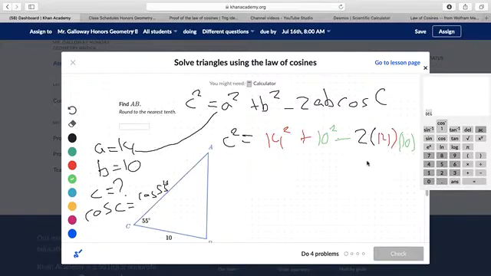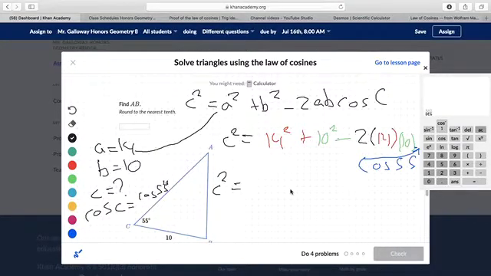and then times, and I'm out of room here, so I apologize for that. I'll make this one blue, times cosine 55. So that should be here, but I just ran out of room. Now we're going to just calculate as much as we can. We're going to combine like terms first. We're just going to solve for c.